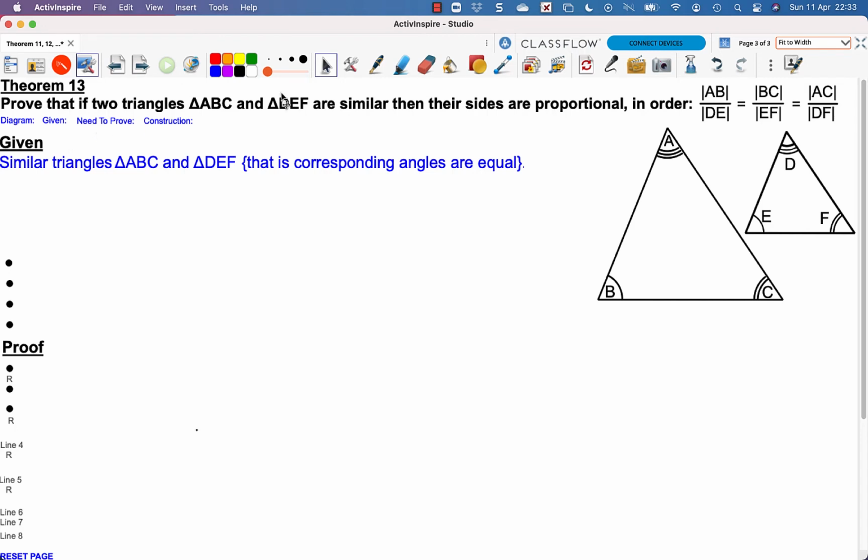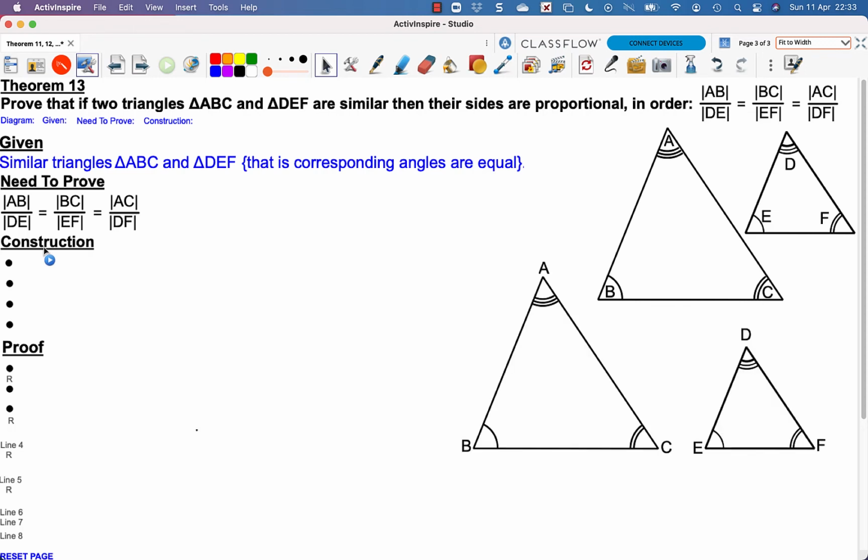What do we need to prove? Well, we have to prove for similar triangles that the ratio of corresponding sides is actually equal. So all we've got to do is copy out this section here and write it down. Again, easy marks. Now, when it comes to the construction, you can superimpose your construction using different colours onto the original diagrams, or you can do a separate diagram. That's really up to you. I've chosen to do separate diagrams.